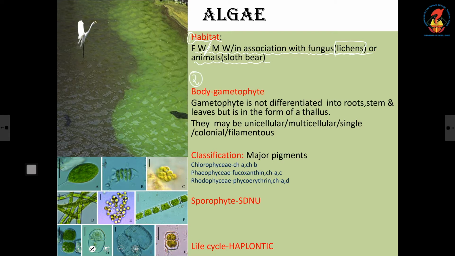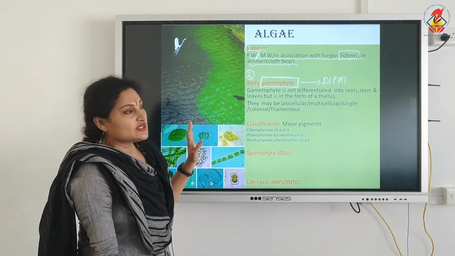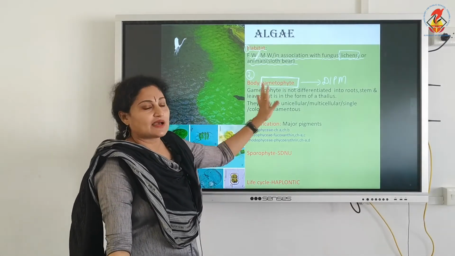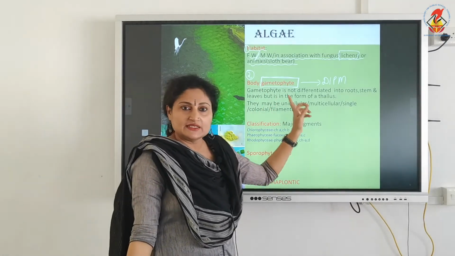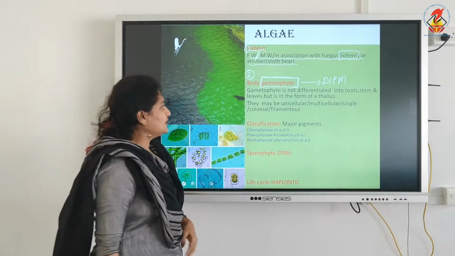Now after habitat we are going to deal with the body. Now I told you which is the dominant phase here, it is a gametophyte. So when I describe the body structure, it is a gametophyte. So definitely you have to write dominant. You get one feature from the abbreviation. So here in algae the dominant phase is the gametophyte. So the real plant body is the gametophyte, which is dominant, independent, photosynthetic and multicellular.